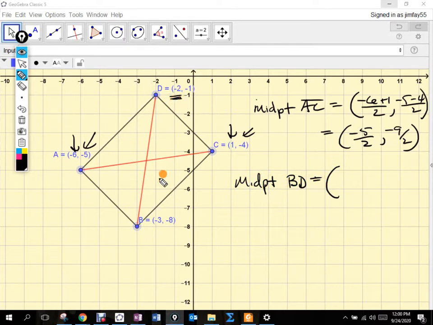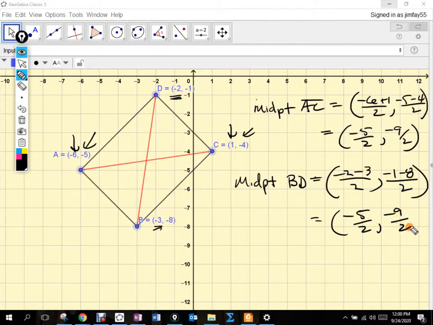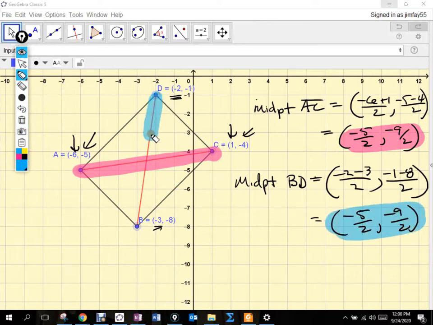So now you're going to take that x value and that x value, add them together. So negative 2 plus negative 3 just turns into negative 3 all over 2. And then do the same thing with the y. So negative 1 plus negative 8 turns into negative 1 minus 8. And I get, again, negative 2 minus 3 is negative 5 over 2, negative 9 over 2. What do you recognize about the midpoint for both of those segments? The midpoint of that segment there and the midpoint of that segment there.